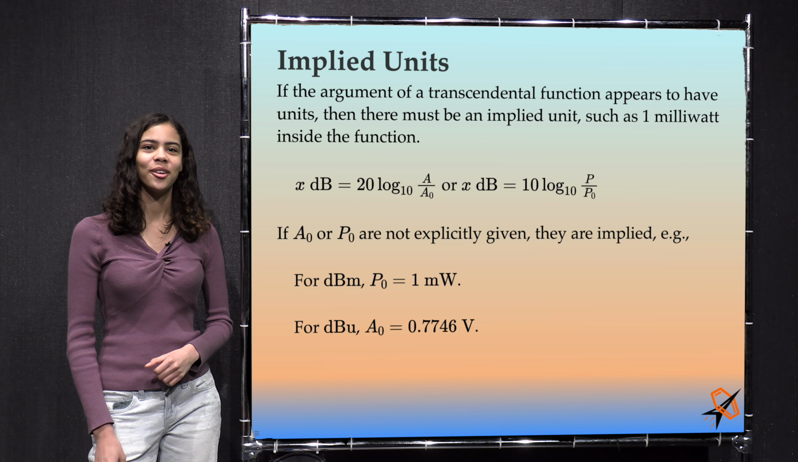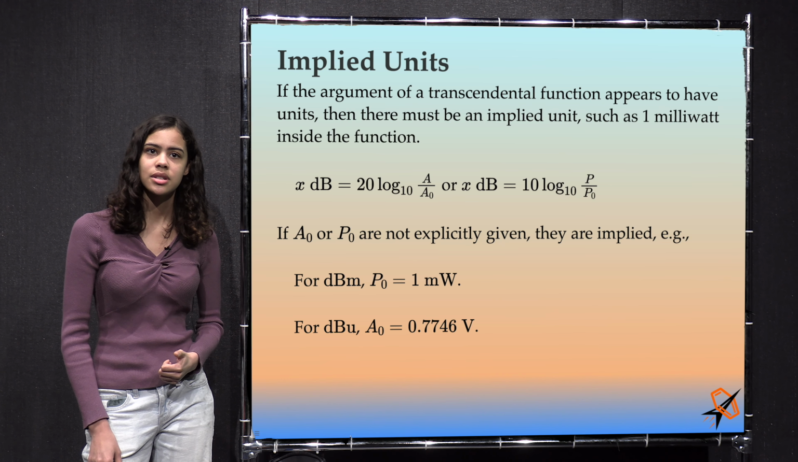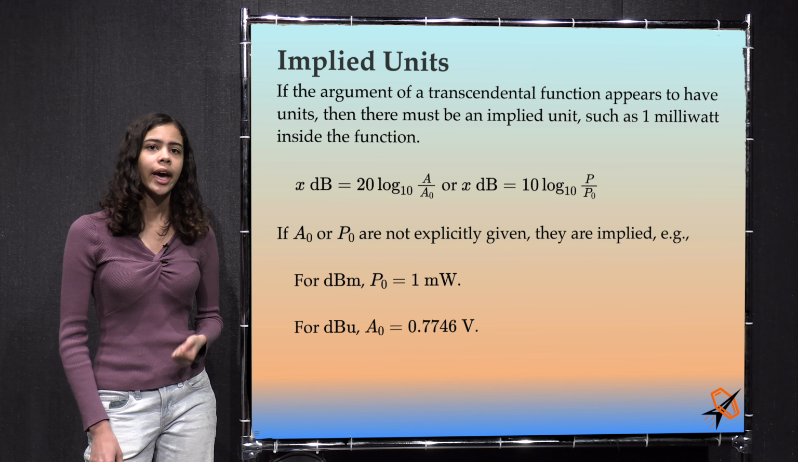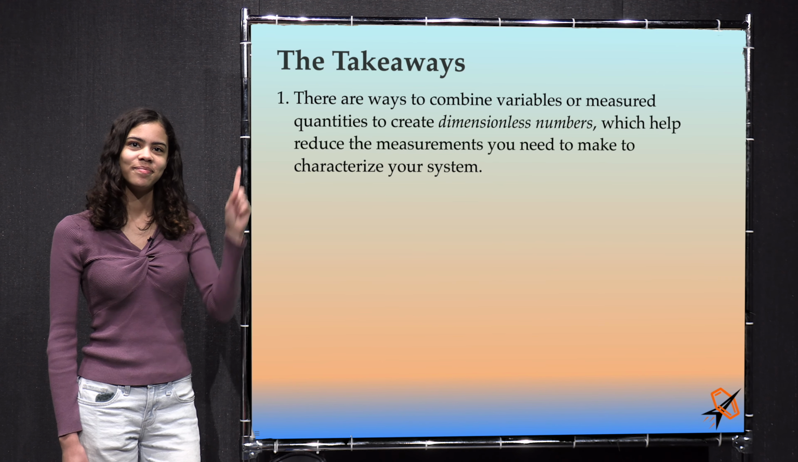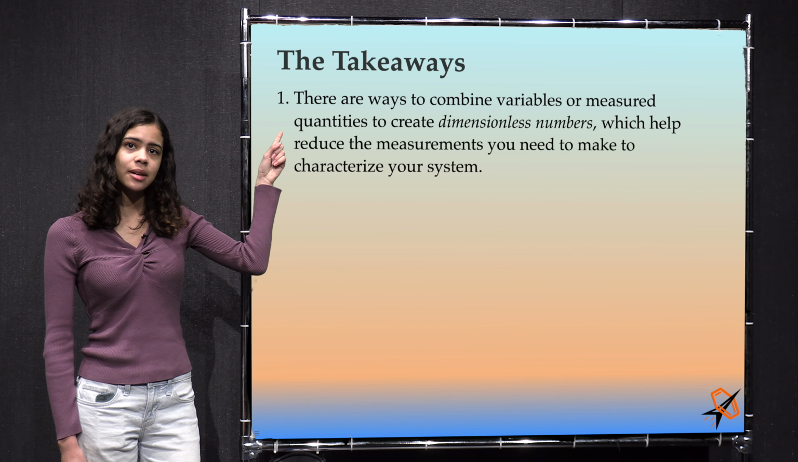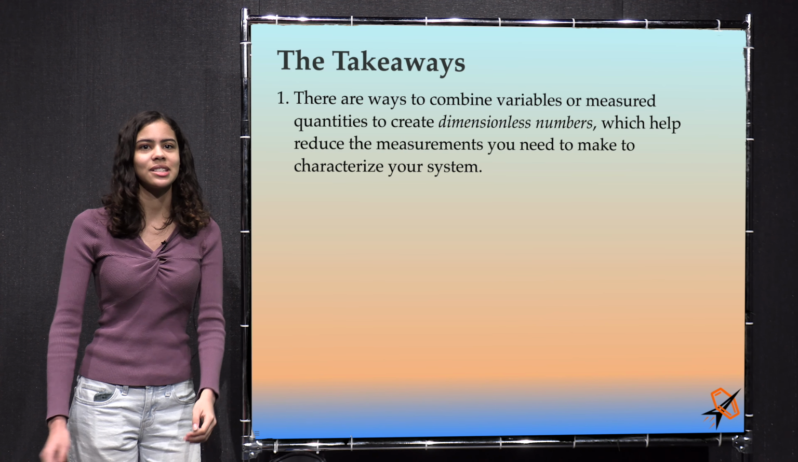In the companion video, What the Schmidt Examples, we give further examples of dimensionless numbers, dimensional homogeneity, and arguments of transcendental functions. The takeaways are 1. There are ways to combine variables or measured quantities to create dimensionless numbers, which can help reduce the measurements you need to characterize your system.